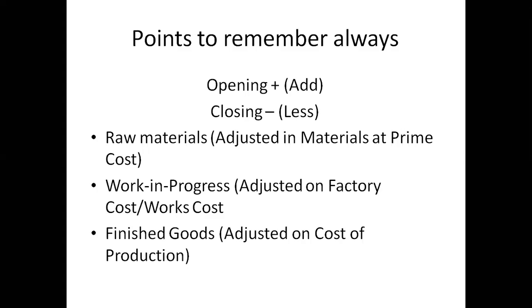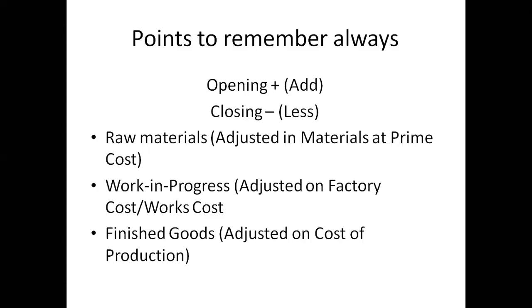The next one is work in progress. Work in progress should be adjusted on factory cost or work cost. If opening work in progress and closing work in progress are given, opening work in progress should be added and closing work in progress should be deducted. These two adjustments should be done on the factory cost and work cost. And the next one is finished goods. Opening finished goods and closing finished goods will be given. Both adjustments should be adjusted on cost of production.